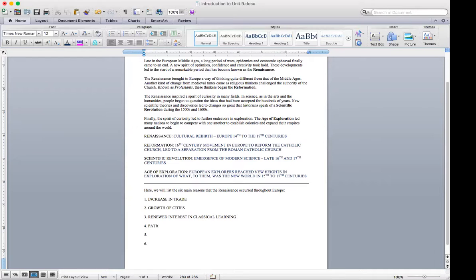We see people known as patrons funding the arts. Patrons are supporters of the arts. We also see an increased drive for scientific advances. People have a desire to advance scientifically.